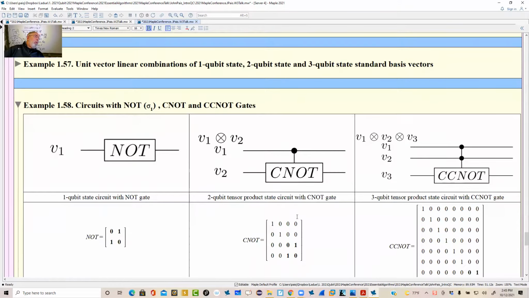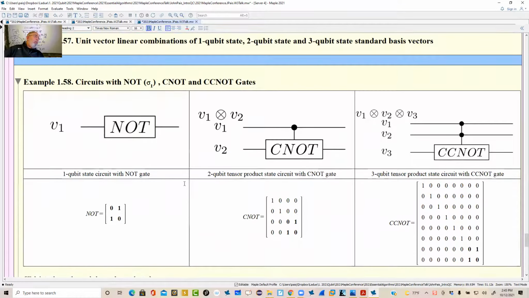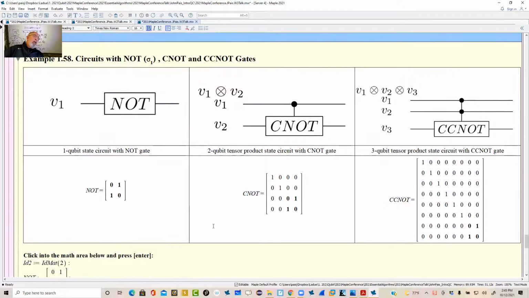So here's an example of three circuits: a NOT circuit, a C-NOT circuit, and a CC-NOT circuit. I have images for that, and the matrices that correspond to those. I'm emphasizing that with these so-called circuits, when you have V1 and V2 here, there are different ways to view this, but to make the connection with mathematics, you think of this as the tensor product of the states of the first qubit and the second qubit.